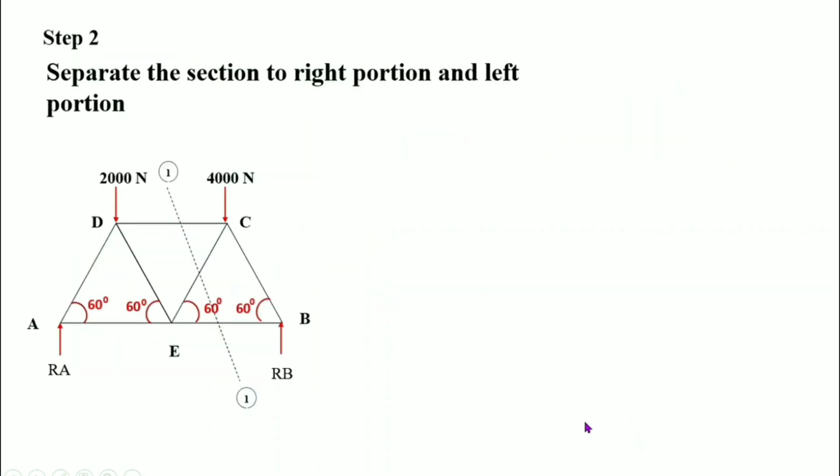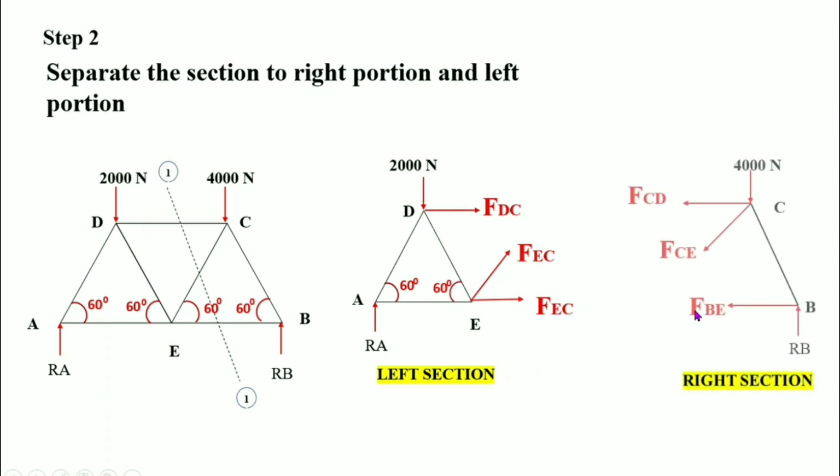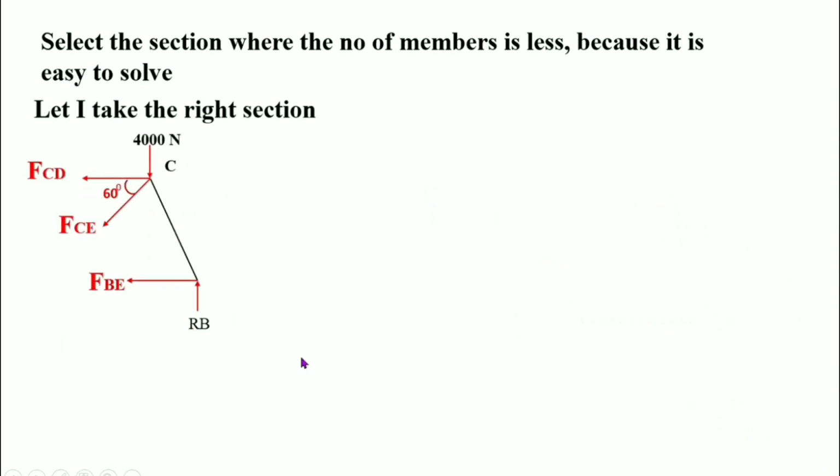Step 2. Separate the section into right and left portion. The left section is this and the right section is this. We want to take only one section. Let me take the right section. This is the right section. We want to find sigma Fy is equal to 0. That is, all the vertical forces equal to 0.